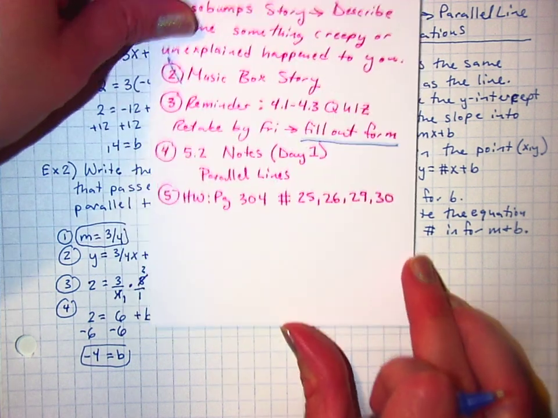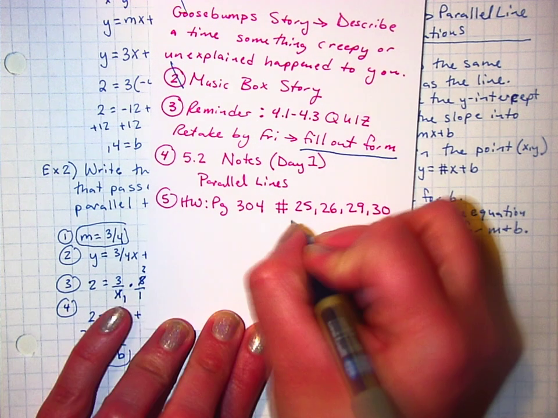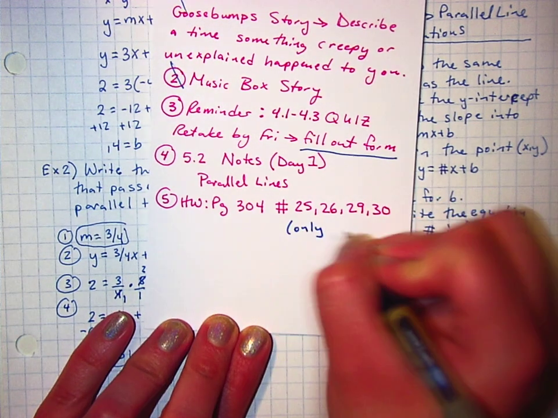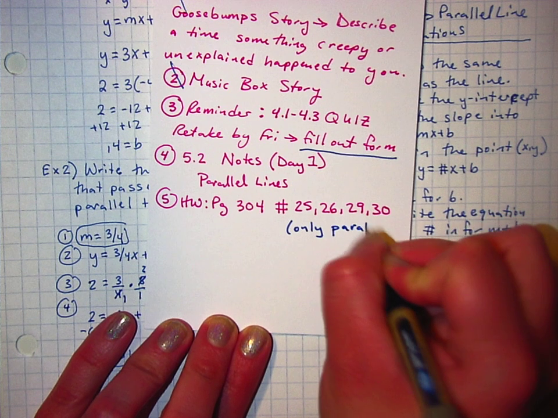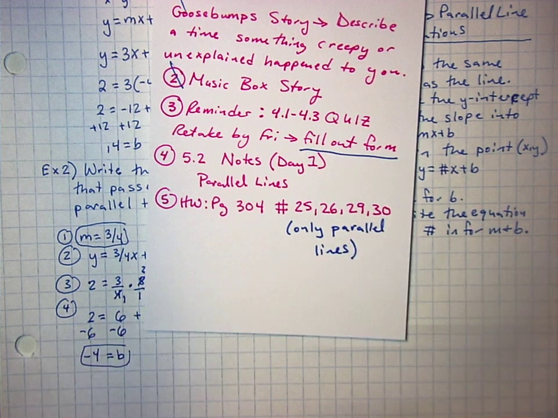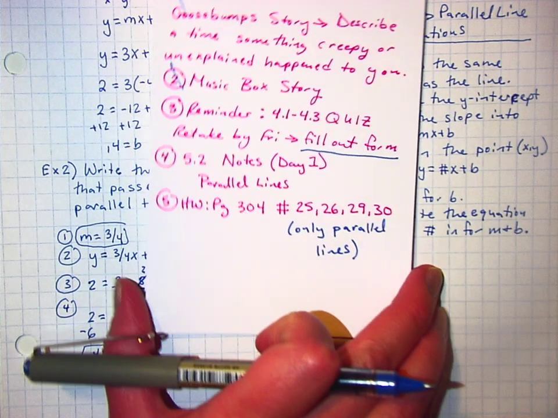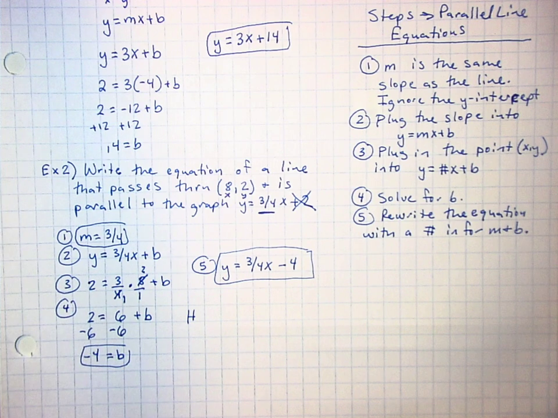All right, so your homework is page 304, numbers 25, 26, 29, and 30. Now, on those problems, they say that you have to write the equation of a parallel line and a perpendicular line, but you only have to do the parallel lines today, because tomorrow we'll be learning about perpendicular. So 4 questions, and each one you'll only have 1 answer for, not 2 answers.